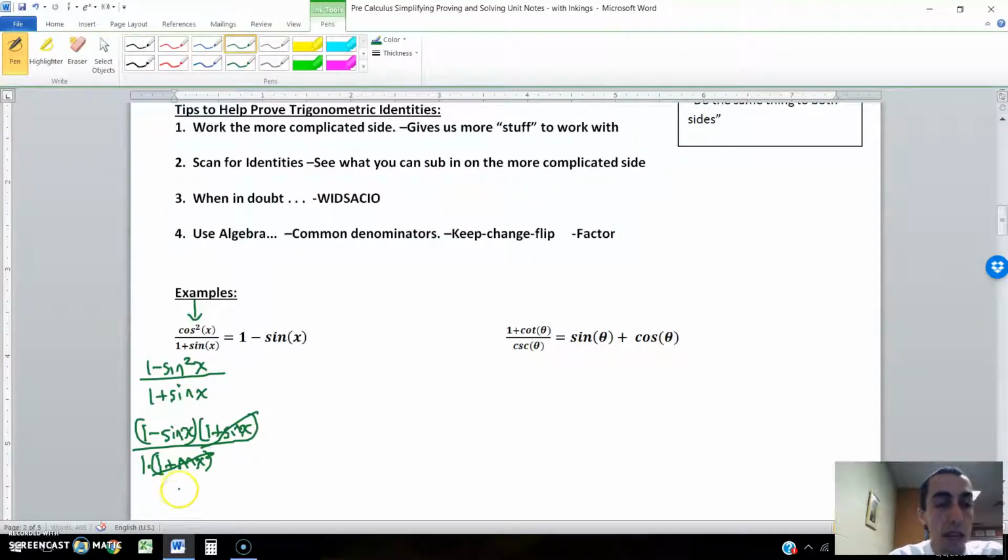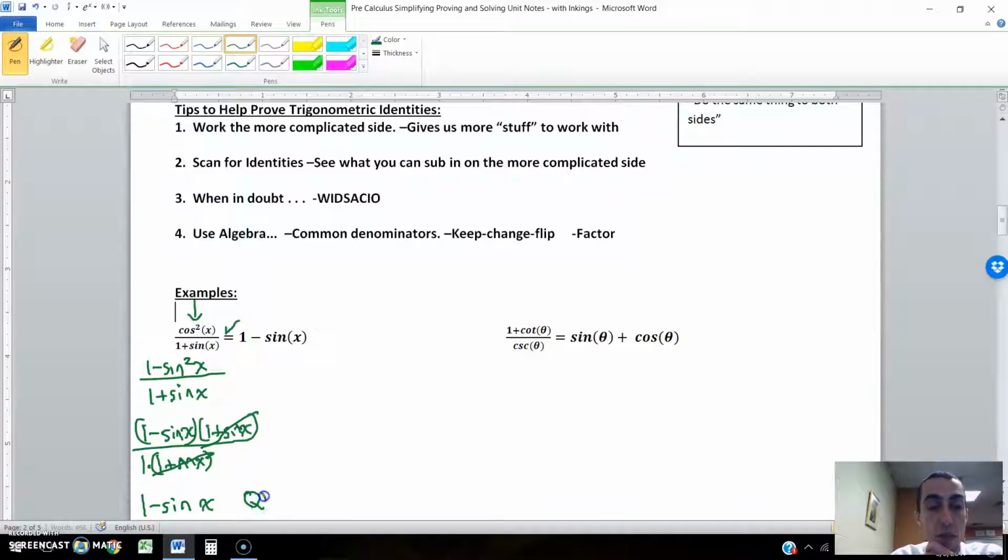Cancel out the 1 plus sine of x on top and bottom, and then I've got this divided by 1, which is this. Now what I've done is I've shown that the left side of the equation that we started with is actually 1 minus sine of x, just in different clothing. So I've shown that this equal sign is in fact true. The left side does equal the right side.